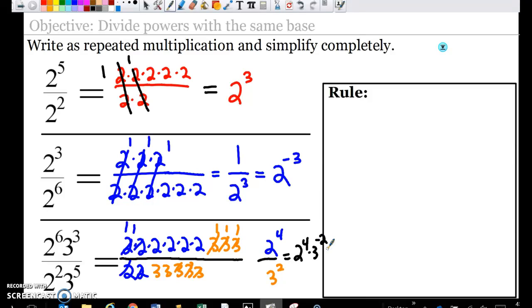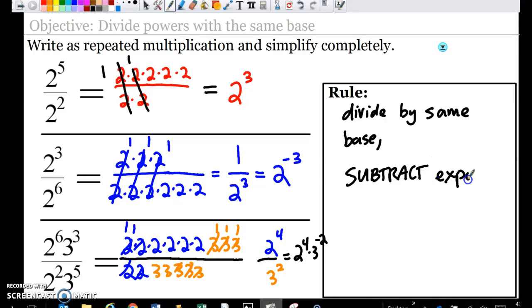Now, what was the rule we discussed in class? What happened to the exponents? 2 to the 5th divided by 2 squared got me 2 to the 3rd. How do 5 and 2 make 3? I subtract the exponents. 2 to the 3rd divided by 2 to the 6th, 3 minus 6 is negative 3. So when I divide by the same base, subtract the exponents.